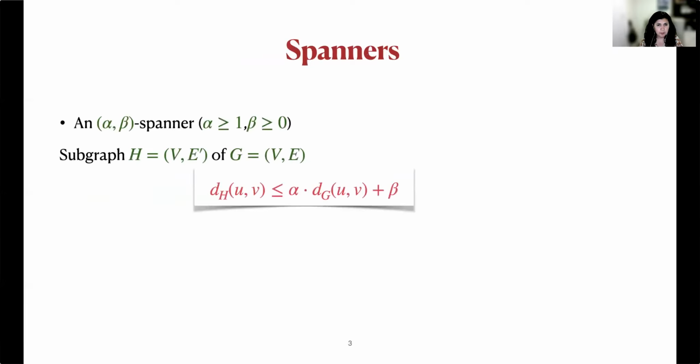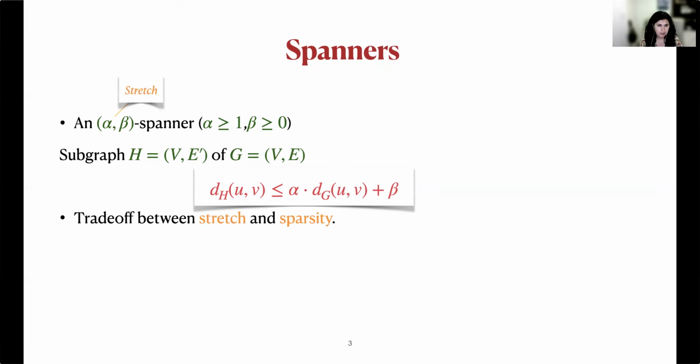So given an input graph G equal to (V, E) and two parameters alpha greater than 1 and beta positive, a spanner H of G is a subgraph, or essentially a subset of edges of G, such that for any pair of vertices U and V, the distance between them in H is at most alpha times the distance between them in G plus beta, and alpha and beta together constitute the stretch of the spanner. When beta is 0, we have a multiplicative spanner, and when alpha is 1, we have an additive spanner.